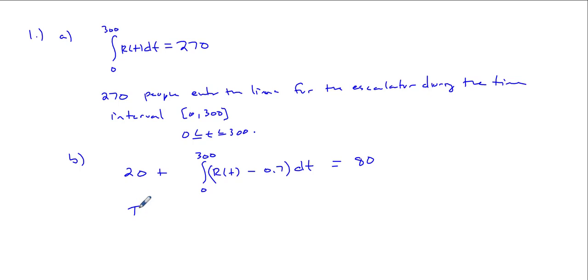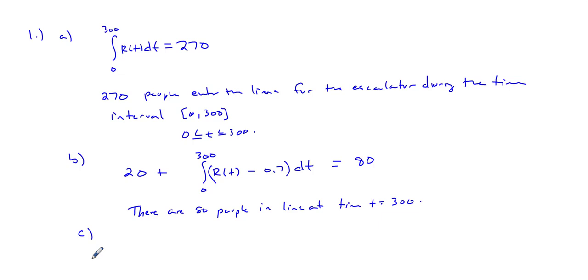There are, or were, 80 people in line at time t equal 300. 2 points. For t greater than 300, what is the first time there are no people in line for the escalator?